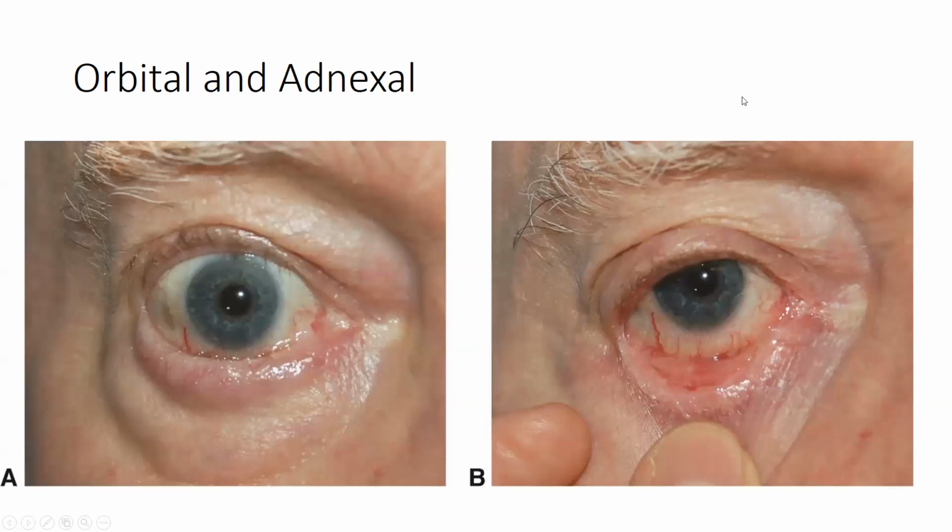So this is just a picture of that cicatricial entropion. You can see here, it's a little subtle, but this eyelid is rotated in, and the lashes are actually resting here and up against the cornea. And this can actually cause a corneal abrasion, which can lead to an ulcer.